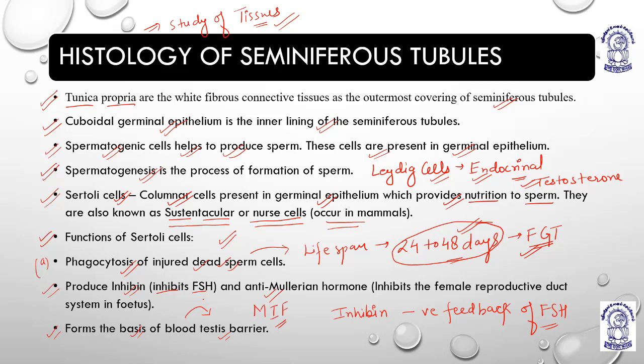Sertoli cells are the most important basis for the formation of the blood testis barrier, so that it can cross-check the flow of impurities in the blood, so that they might not reach the testis or the male reproductive tract. Sertoli cells are columnar, germinal epithelium is cuboidal. Sertoli cells are also known as what? Sustentacular cells or nurse cells.